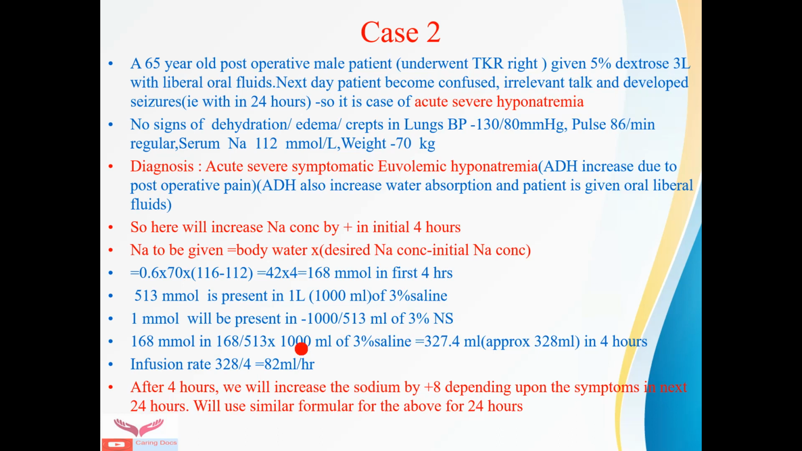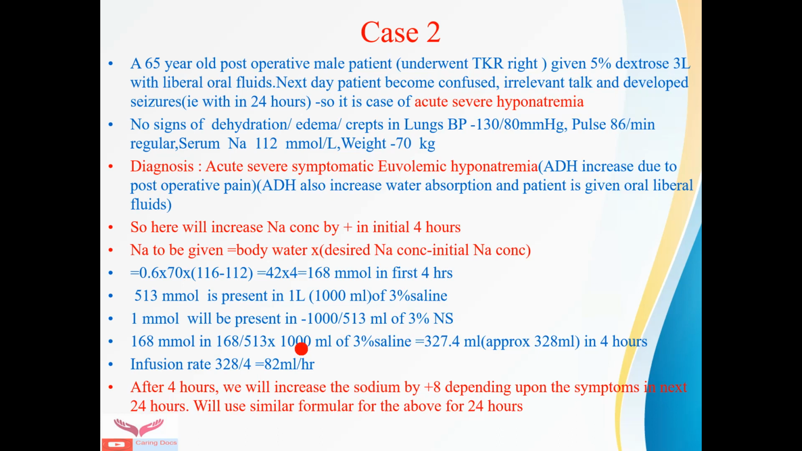He doesn't have any signs of dehydration, edema, or crackles in the lungs. BP is 130 by 80, pulse is 86 per minute, serum sodium is 112, weight is 70 kg. So the diagnosis here is acute severe symptomatic euvolemic hyponatremia. ADH increase is due to postoperative pain. ADH also has increased water absorption and the patient is given oral liberal fluid.